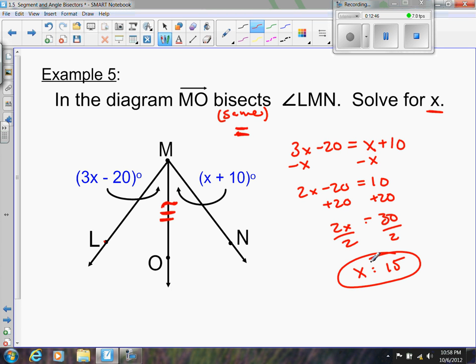And now sometimes they might ask, what's the measure of this angle? You just put 15 back in for x, and you'd say 15 plus 10. This must have been a 25-degree angle.